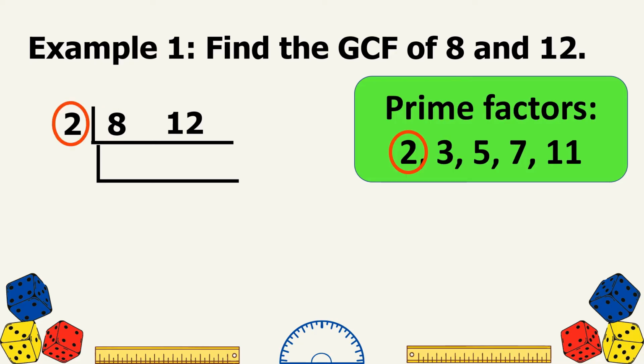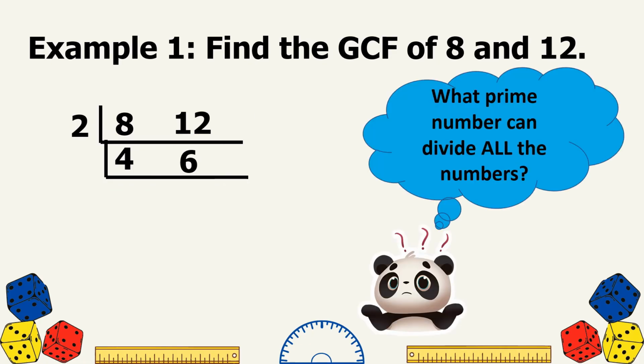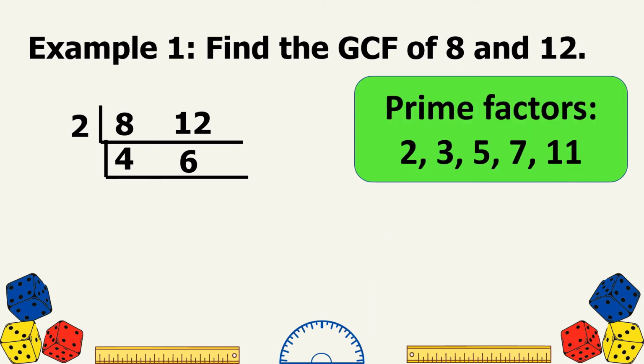8 divided by 2 equals 4. Then 12 divided by 2 equals 6. Now the remaining numbers are 4 and 6. Let's see if we can continue dividing. What prime number can divide all the numbers? Let's see from these prime numbers if any of them can divide all the remaining numbers, 4 and 6. Again, 2 can divide all the remaining numbers. So let's write 2 on the side as the divisor. Then let's make another L shape for the answers.